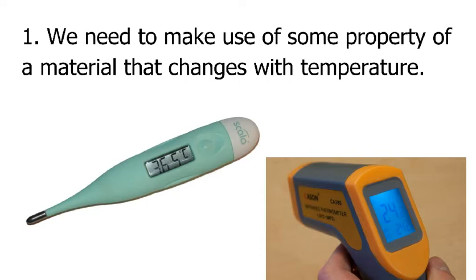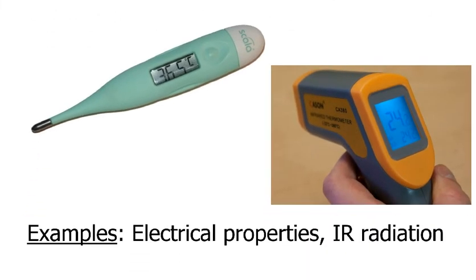All right, and that's what we have here. So we're describing the fact that we basically have to use some property of the material that changes when the temperature changes. And it has to change in a predictable or linear fashion in order for that property to be useful to us. All right, so here are two examples right here. Electrical properties of materials and infrared radiation, which we'll talk more about types of radiation later, but infrared is a certain type of radiation.